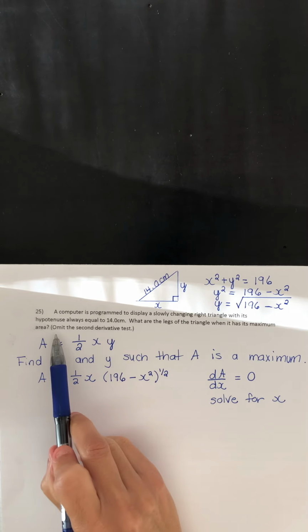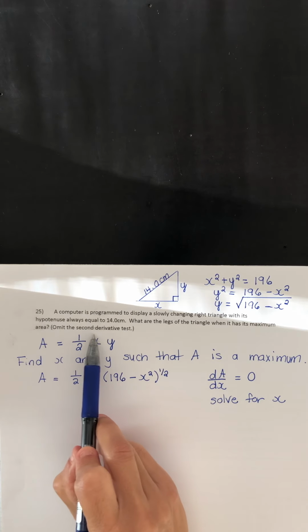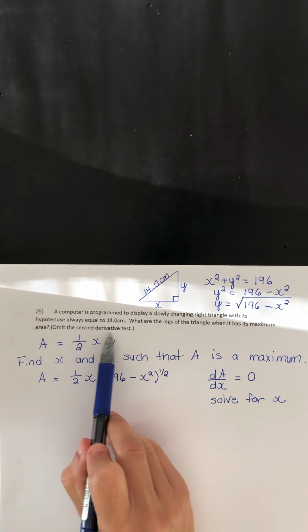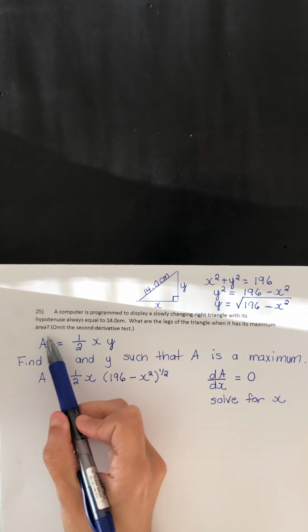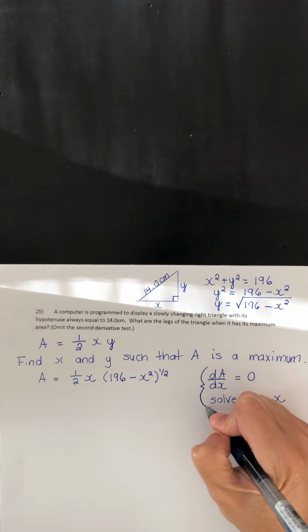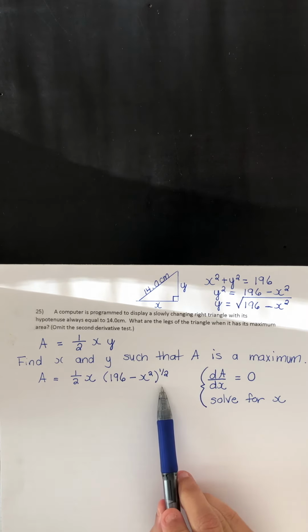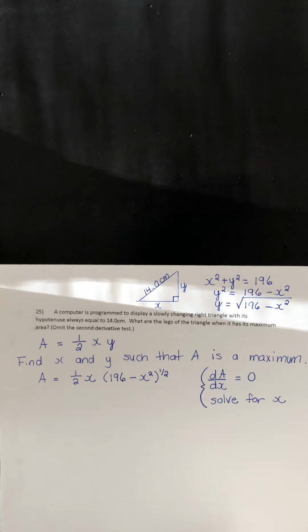Now look, the question has here, omit the second derivative test. Actually, that's something that I added. We're not going to perform the second derivative test when it's going to be ridiculously complicated algebra. So we're going to skip that. And so all we're going to do are these two steps: take the derivative of this with respect to x, set it equal to 0, and then solve for x. Okay, so let's get started with our derivative.